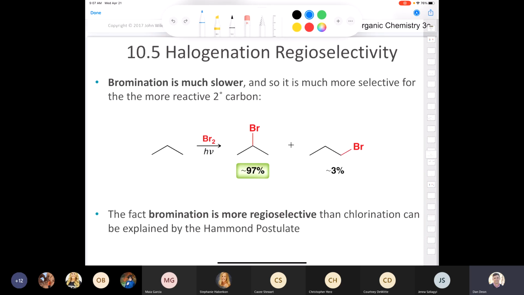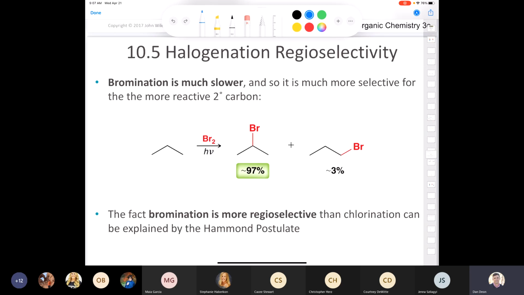Now, what if we do the same treatment, but now with bromine? We're going to do the same thing. So if you do a bromination of propane, what you see is that it's much more selective. Even though it's slower, it's much more selective. And in organic chemistry, we're going to want selective reactions over ones that are indiscriminate. We get a 97% yield. Heck yeah, that's something I can hitch my wagon to.